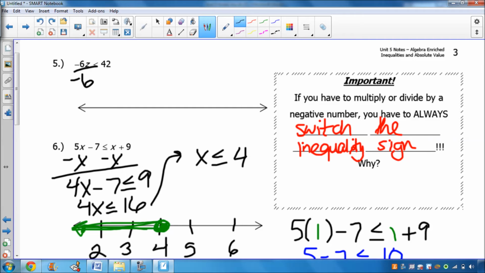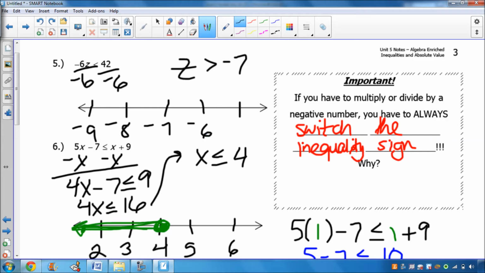So if I divide this by -6, I divide the other side by -6. Because I divided by -6, I gotta switch my inequality sign. So it was originally less than, now it's greater than. So then I'm going to put -7 here, -8, -9. Here is -6 and -5.